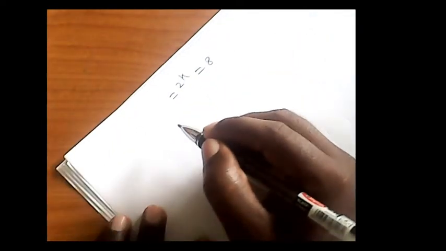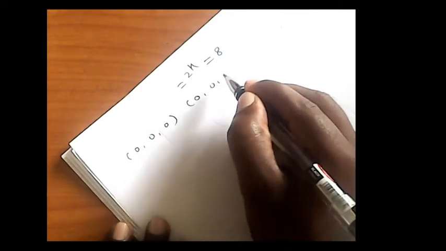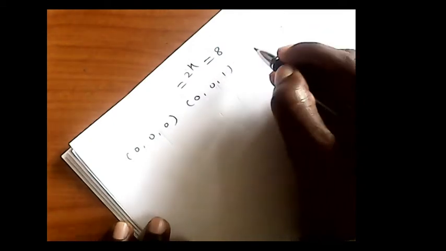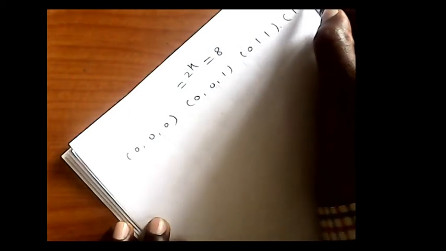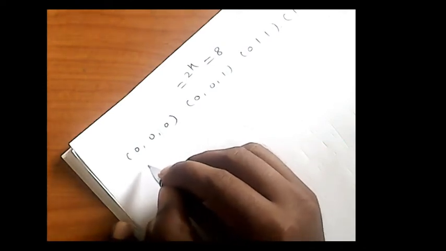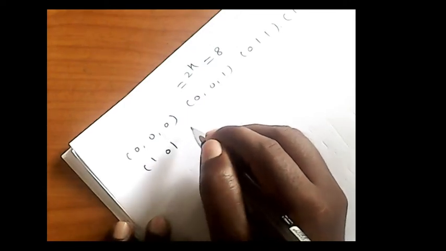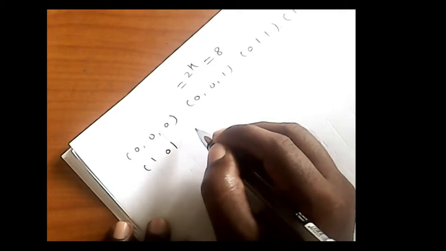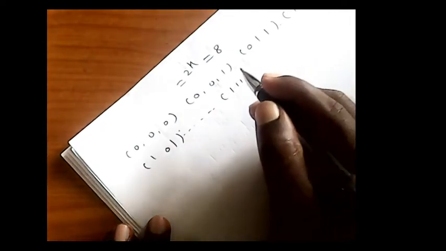Which are 0 0 0, 0 0 1, in binary pattern, 0 1 0, 0 1 1, 1 0 0, then 1 0 1, up to 1 1 1. So this is the pattern which is to be used.